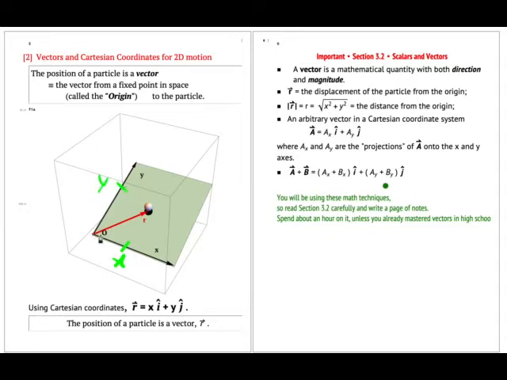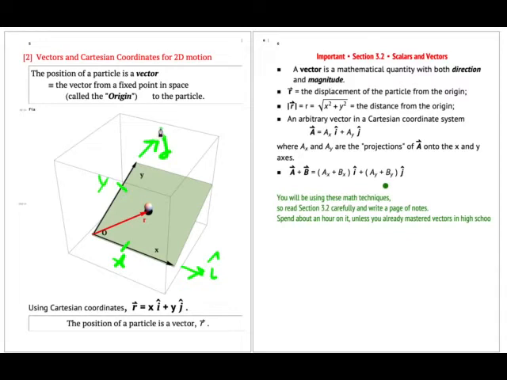The projection of this vector r. R is the position vector. It's the vector from the origin that I set up the coordinate system to the particle. So the position of a particle is a vector, r, and I can write it in terms of Cartesian coordinates as x i hat plus y j hat. i hat is in the direction of the x-axis, so there's i hat. j hat is in the direction of the y-axis, so there's j hat.